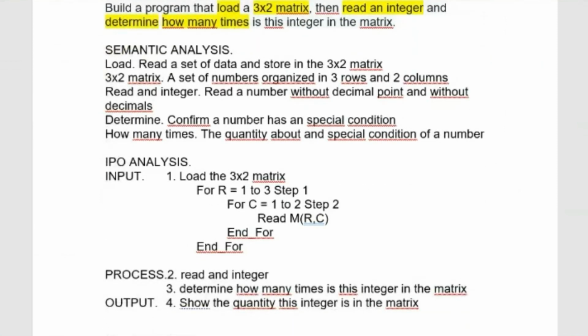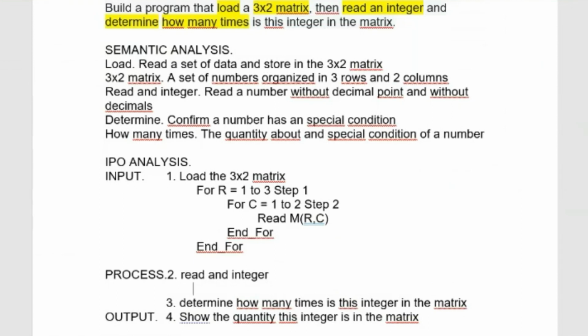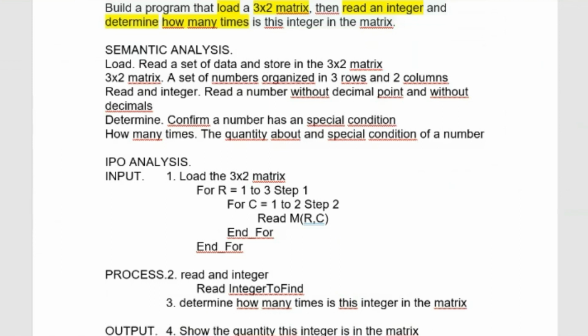Now let's see, read an integer. This is the integer we're going to find. So we only need to say read integer to find. Let's use this name, it's very clear, of course. Now determine how many times is this integer in the matrix.